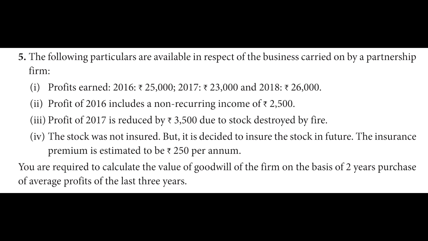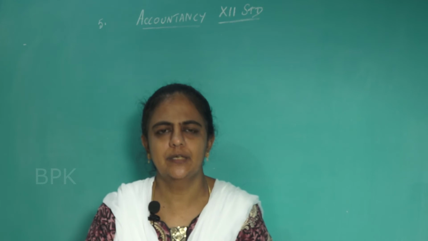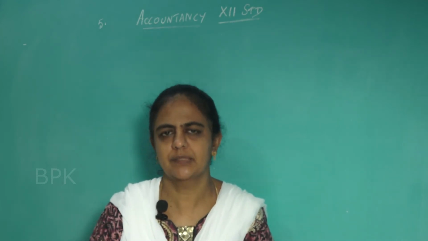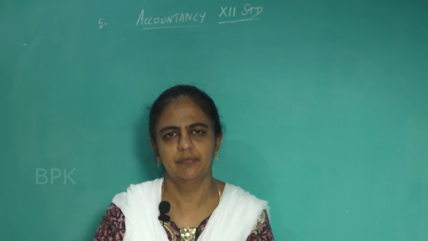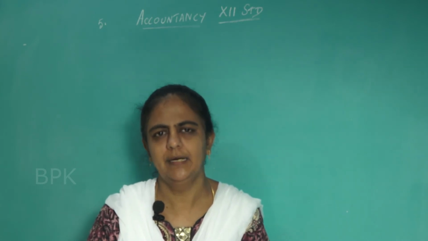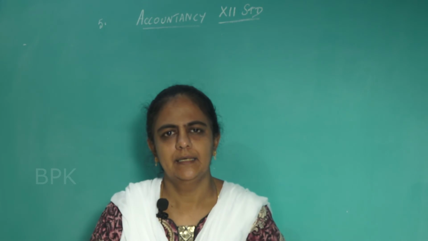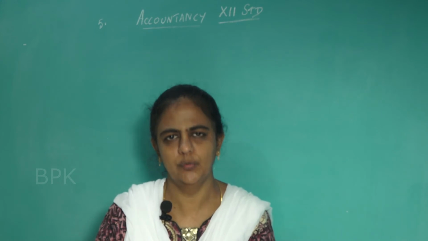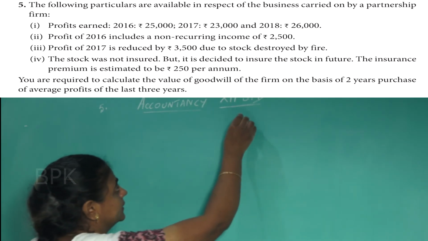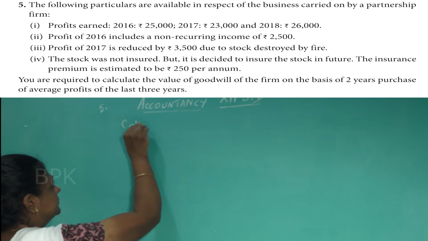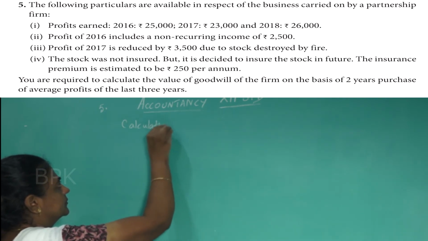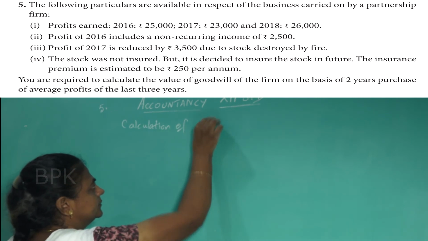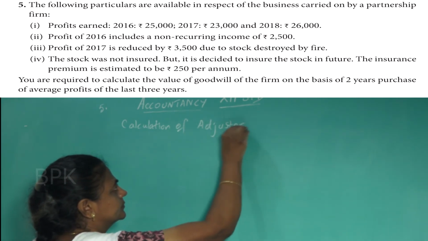You are required to calculate the value of goodwill of the firm on the basis of 2 years purchase of average profits of the last 3 years. So, here also profit is given and also some adjustments you have to make to calculate the profit. Before calculating average profit, do the adjustments, find out the actual profit, then calculate average profit, then calculate goodwill. So, question number 5, calculation of adjusted profit.